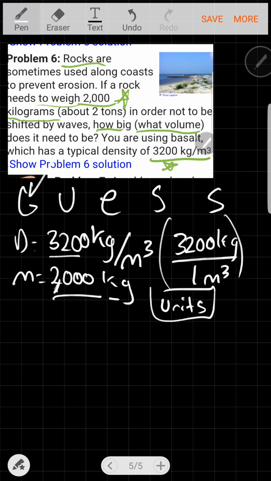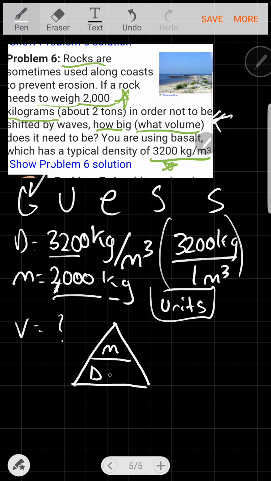Okay, the G part is done. Your given is done. Now you need to do the U part, the unknown. What you asked for was volume. So V equals the question mark. I know I have 3 units, and I'm given 2 of the 3. Now I've got to find the third one. If you don't remember the formula, let's go ahead and make the triangle. It's going to be M over D times V.